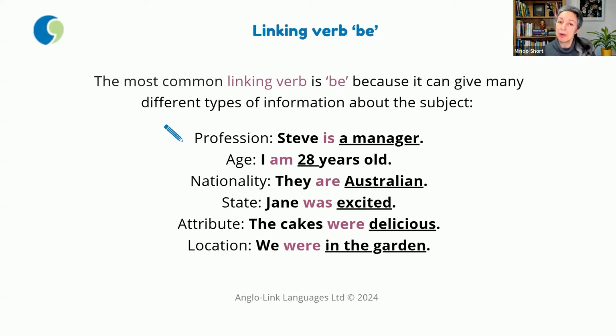It can tell us about someone's nationality. They are Australian. Someone's emotional state. Jane was excited. Someone's, or something's in this case, general attribute. The cakes were delicious. It can even tell us about someone's location. We were in the garden. That's why the verb to be is so common and so used in English.